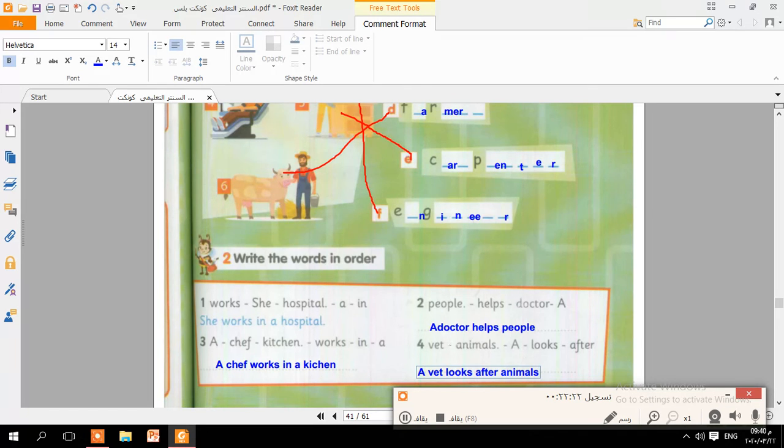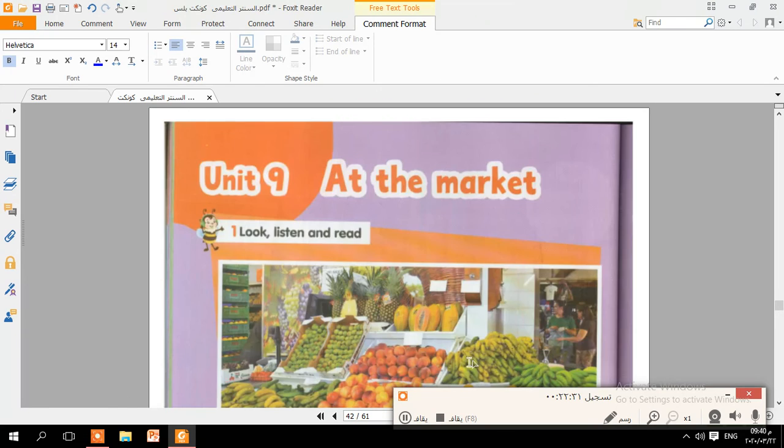So number 2, a doctor helps people. Number 3, a chef works in a kitchen. Number 4, a vet looks after animals.